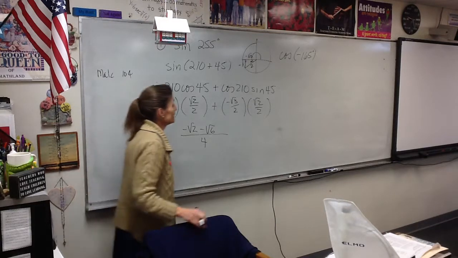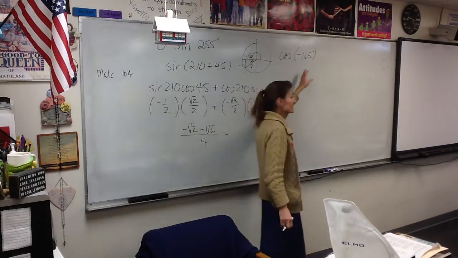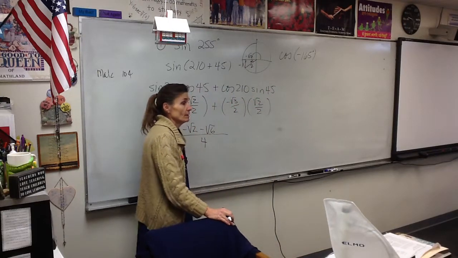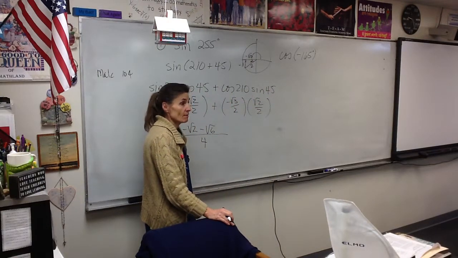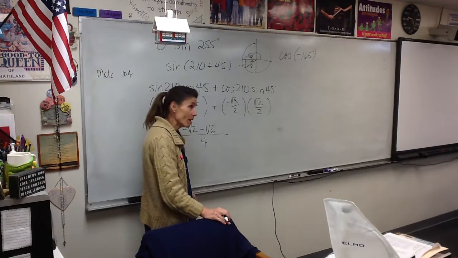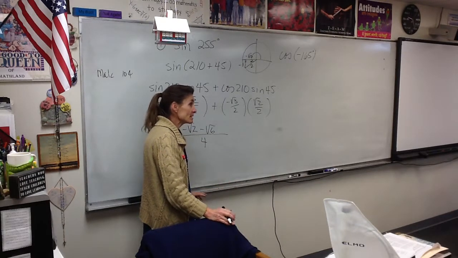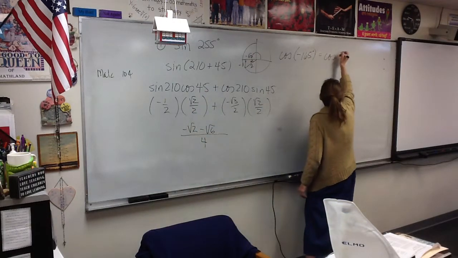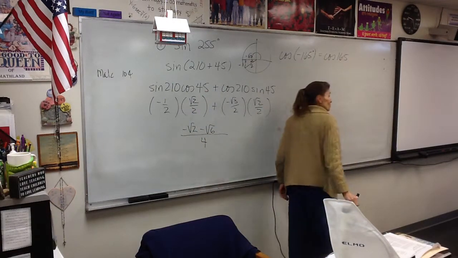Okay. Now, how about this one? Cosine -165. Same kind of problem. I'm just giving you two examples. Cosine -165. What do you want to do with that one? First of all, if you're bugged by the negative, you don't need to be, but in this case, we can just erase it. We can ignore the negative. How come I can do that?